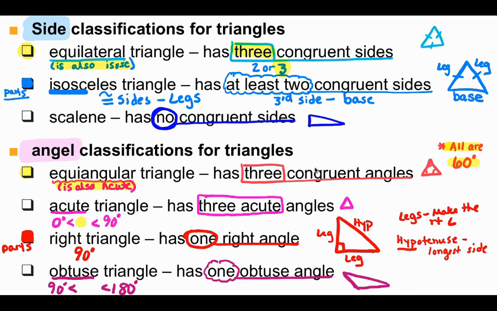Obtuse angles are greater than 90 and smaller than 180. And if you have one obtuse angle, then you call the whole triangle an obtuse triangle. So if you have one obtuse angle, then you have an obtuse triangle.